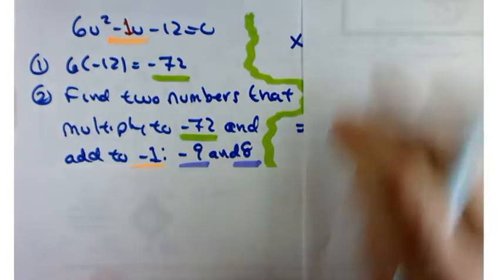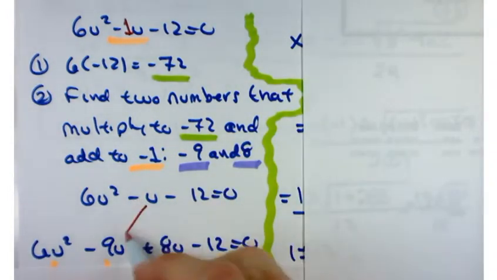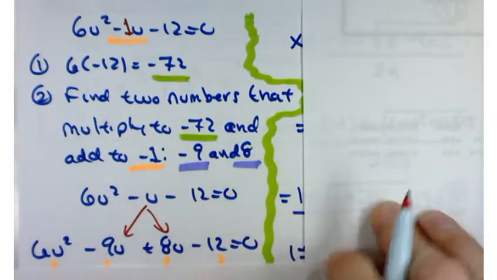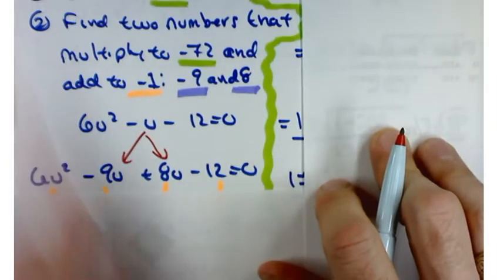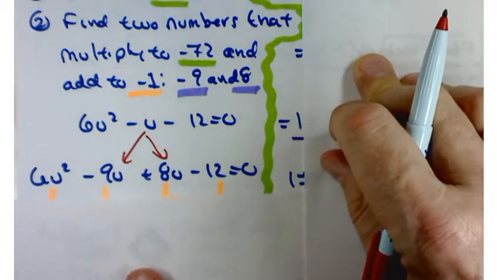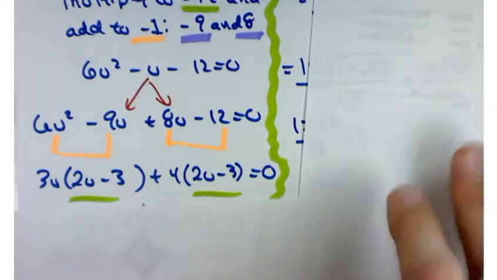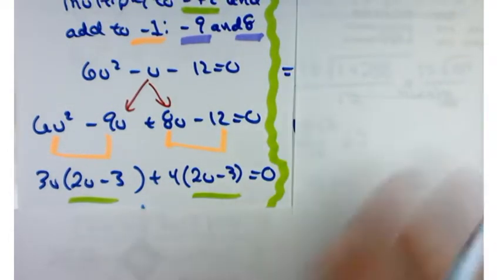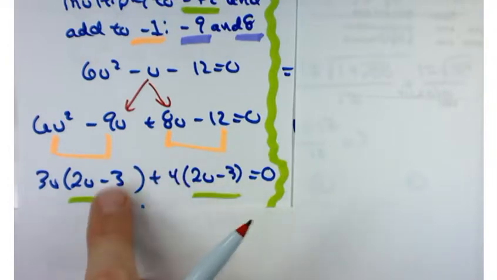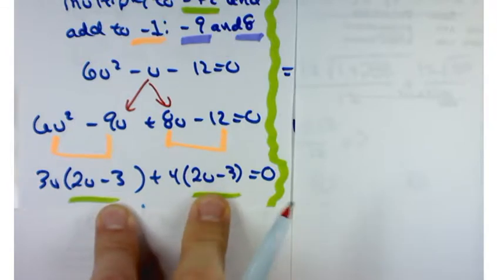Okay, yay. So what do you do with those? Well, you take that number here and you split it up into negative 9 plus 8. And then you can factor by grouping because you've got 4 terms. So it looks like this. Now there's an important thing that you should look for when you're doing the factor by grouping. These 2 binomials match. You factor out the 3u from the first 2, the 4 from the second 2, and these match. Why is that important?